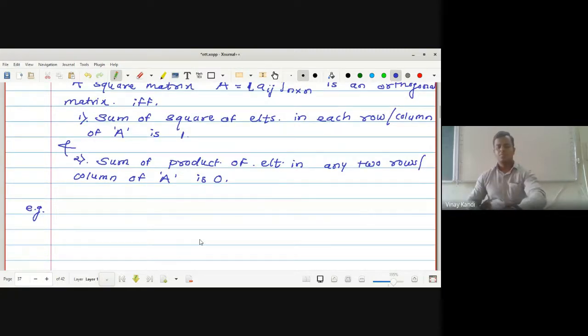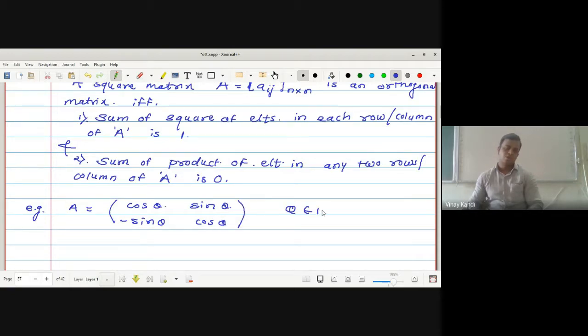For example, look here. If A is the square matrix of order 2, the first row is cos theta and sin theta, and the second row is minus sin theta and cos theta, where theta belongs to any real number. Now check whether this A is orthogonal or not.